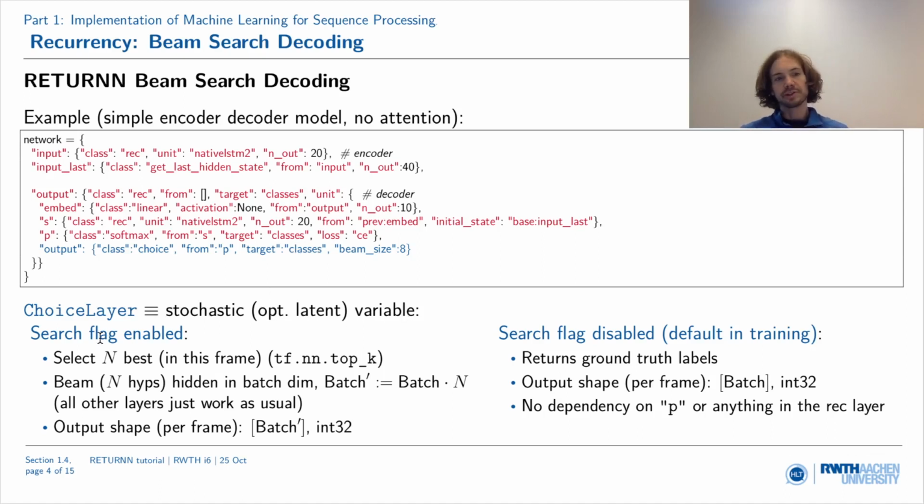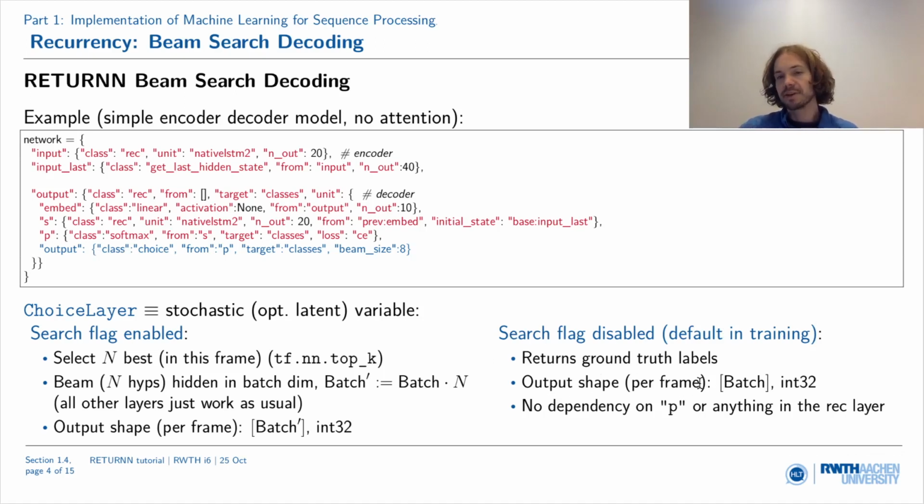There are two modes which you can have. You can have the search flag enabled. That means now this choice layer would select the n best via top k from the probability distribution. And you get some beam. And we hide this beam internally in the batch dimension. So we have some modified batch dimension. So all other layers basically don't really know about the beam. They just operate as usual. So the output shape is the modified batch, and integer, because you have class indices. So then when you have search disabled, which is the default in training, this layer would return the ground truth labels, which you have given in training.